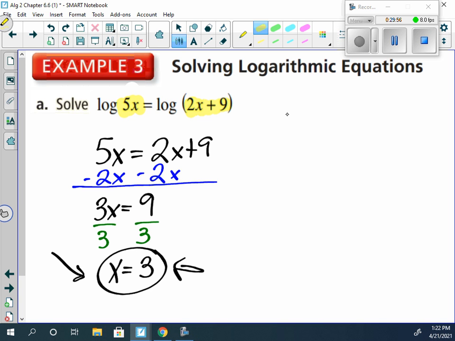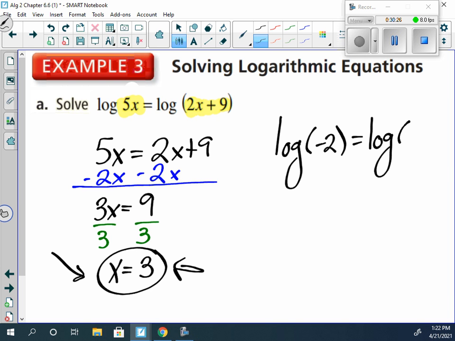Because if it worked out that I got -1 and we plugged it back in and I got that both of them were 2, I have log of 2 and log of 2, we're fine. Because I do not have a negative number inside of the log. It's not log of -2, it's just log of 2. But if it ends up I plug it back in and we get log of -2 is equal to log of -2, this does not work. We cannot have a negative number inside of a logarithm.